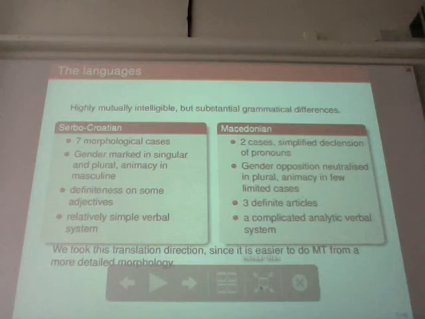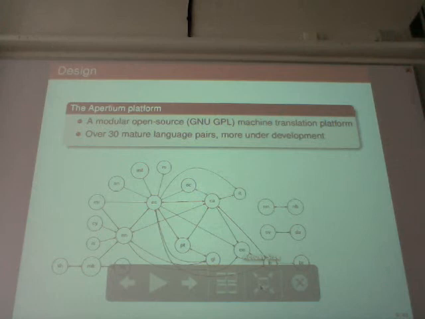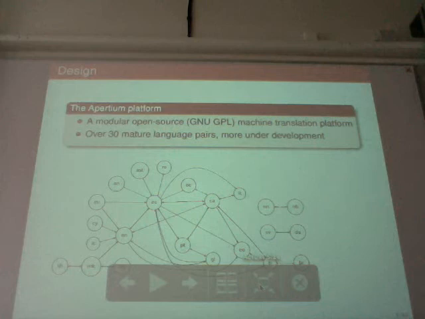The design. The system was developed on the Apertium platform. Kevin told something about it before. Apertium is open source, and it has over 30 mature language pairs. It started out as a system for machine translation of closely related Romance languages, so most work on Apertium is done on Romance languages, although there's some work done on Nordic languages, and recently some work has been done on Slavic languages as well: Macedonian, Bulgarian, and Serbo-Croatian.